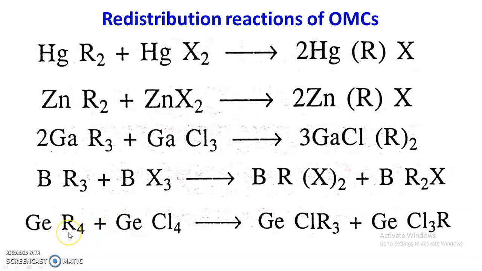Similarly, when tetraalkyl germanium is mixed with tetrachlorogermanium, then there is a redistribution of halogen and alkyl group between two germanium atoms, and there is a formation of new organometallic compounds, that is a mixture of trialkyl chlorogermanium or trichloroalkyl germanium.